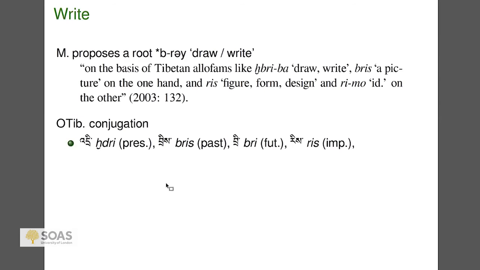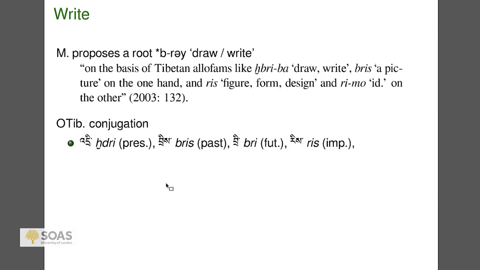But actually, the Old Tibetan conjugation of this verb is different. It has a D in the present and a B in the past and the future, which is totally regular according to Tibetan historical morphology. So we think that what happened was that the D-B alternation, although regular, was a little bit untransparent to speakers, so they generalized the past/future form into the present. As for the B in the nominal forms, the two examples that Matisoff gives of the B in Tibetan don't prove the claim he's making.